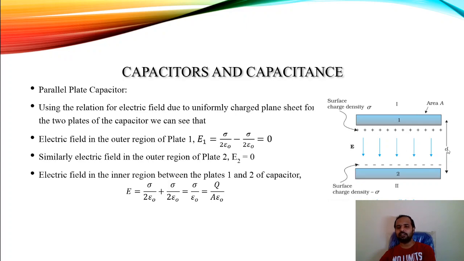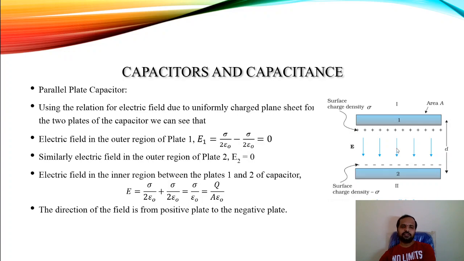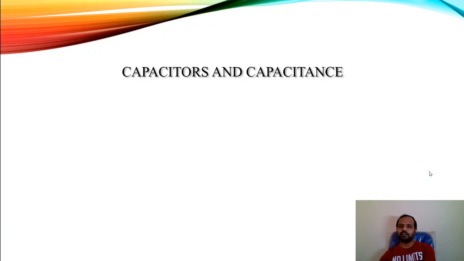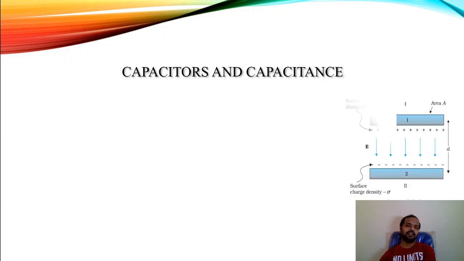So the total electric field existing between the two plates is E equals Q by A epsilon naught. This field is always in the direction from plate 1 to plate 2, that is from the positively charged plate to the negatively charged plate. We are going to assume that this is a localized field and that it is uniform everywhere within the region. We'll also come to the edge effects in the later part of this session.